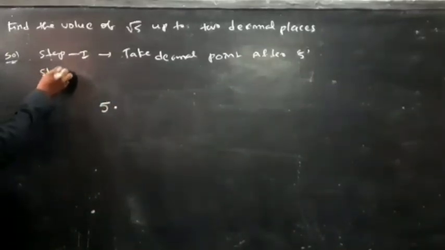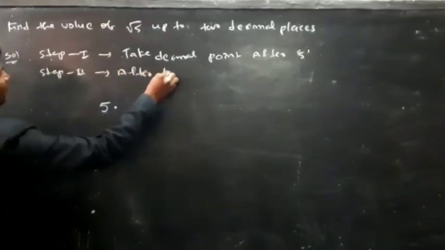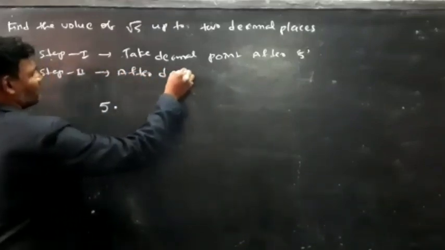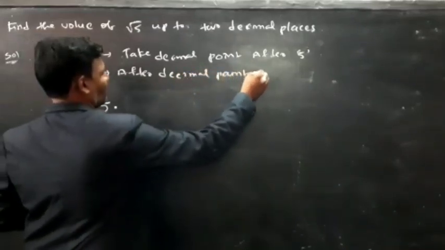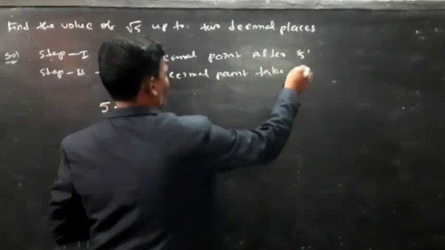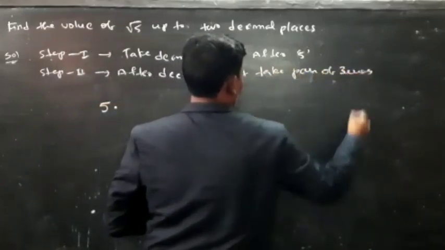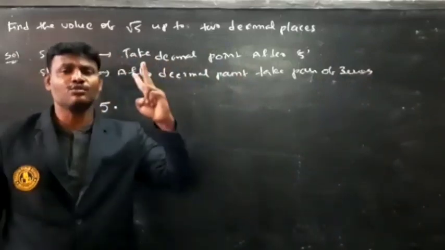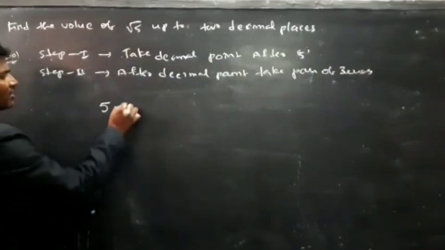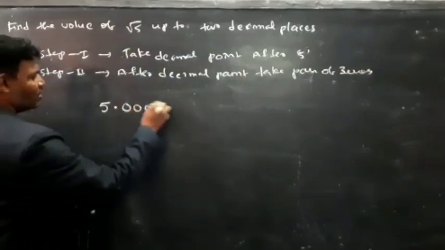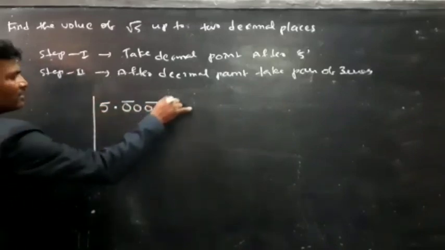Step 2. After the decimal point, take pairs of zeros. Here he has 2 decimal places, so I have to take 2 pairs of zeros. So it is 1 and also the second pair. Then take a bar over the zeros.